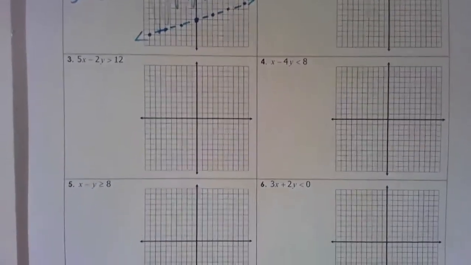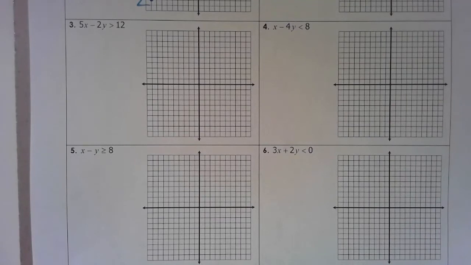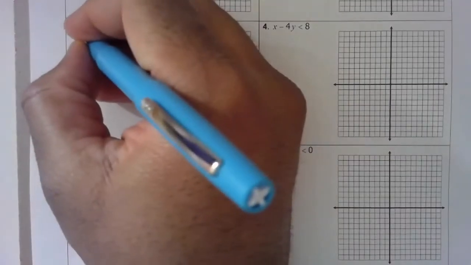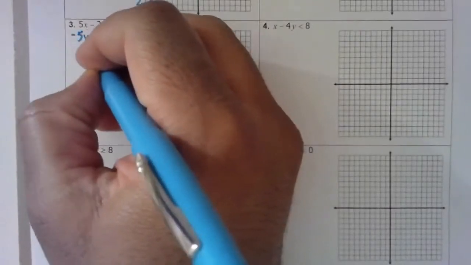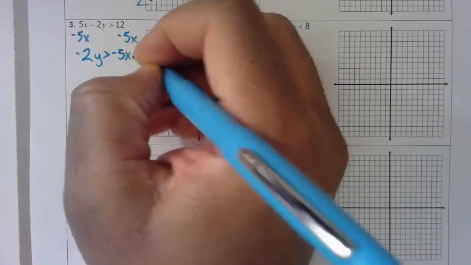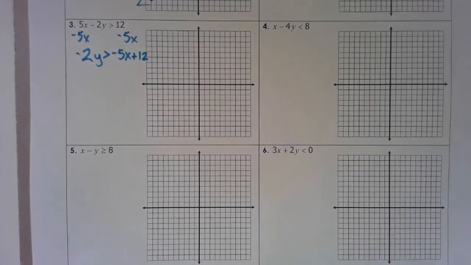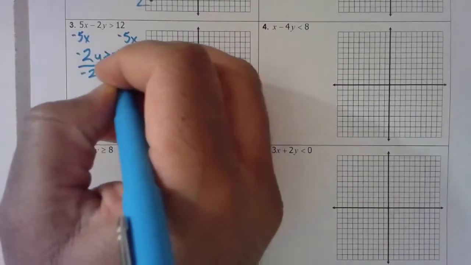So let's take a look at number 3 here. So number 3 is kind of like the example we had on the previous page, where we have 5x minus 2y is greater than 12. First thing I need to do is solve for y. So I'm going to subtract that 5x, and then I'm going to have -2y greater than -5x plus 12. Then I'm going to go ahead and divide by -2 here.